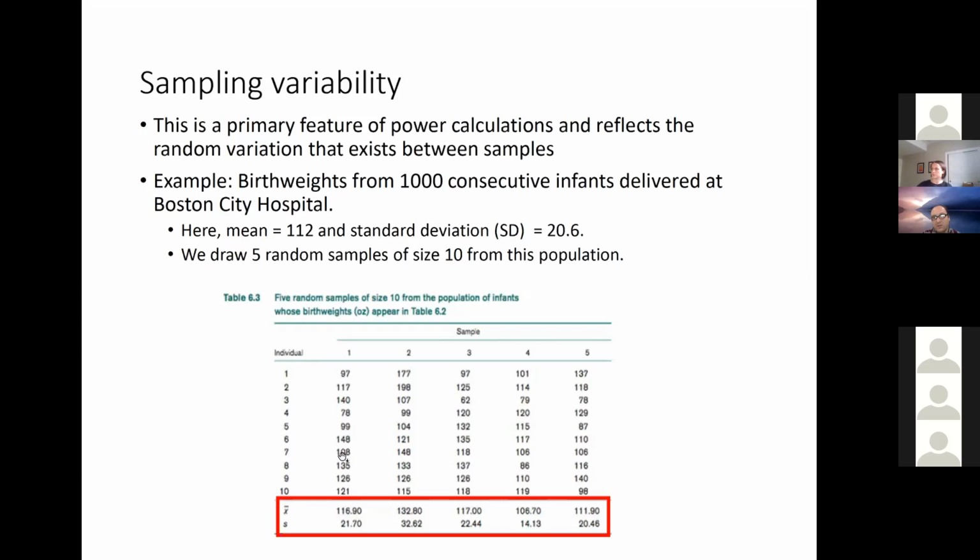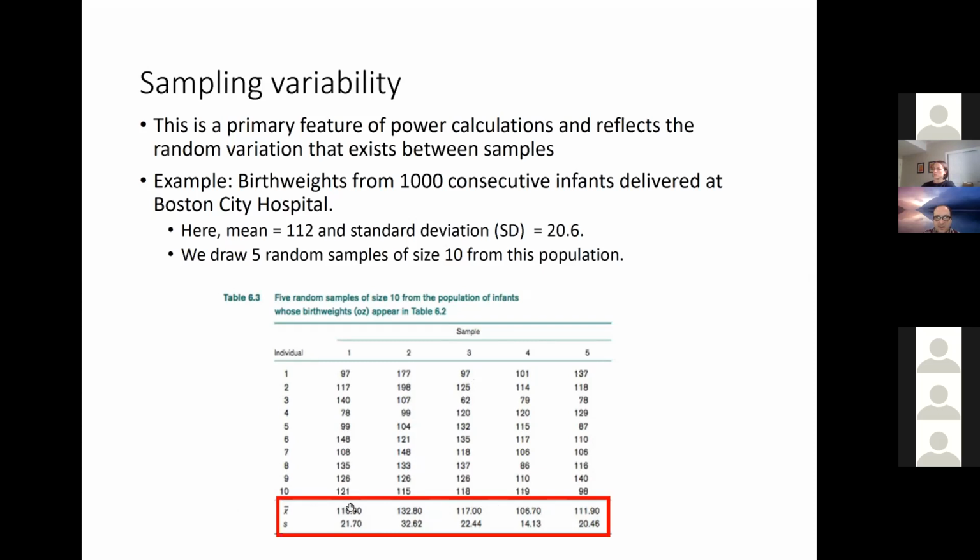So the first type of variability I was talking about is the variability within a sample. So that's within a column here. There's randomness between individual infants. But there's also randomness in the sample mean. So this is your estimate of the population mean. As you can see, it varies quite a bit around the true value.